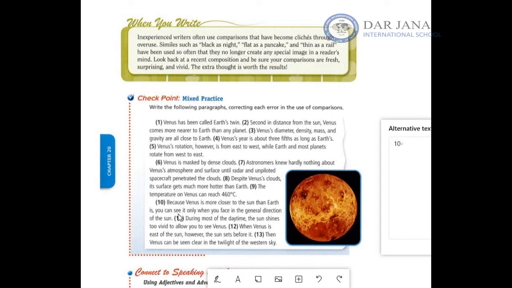Sentence 10. Because Venus is more closer to the Sun than Earth is, you can see it only when you face it in the general direction of the Sun. The problem here is in the use of double comparison. More, closer, it's the same problem. More is used incorrectly. Closer is enough as a form of comparison. So the correction is to use closer, not more closer.